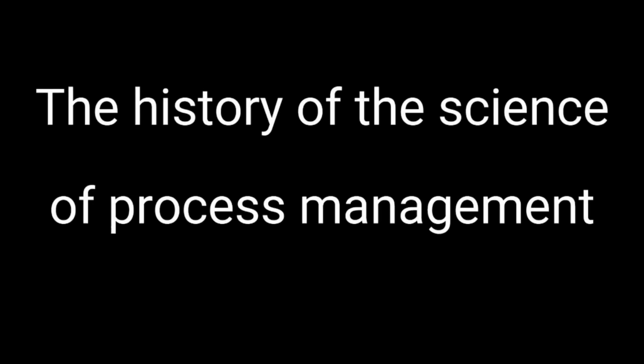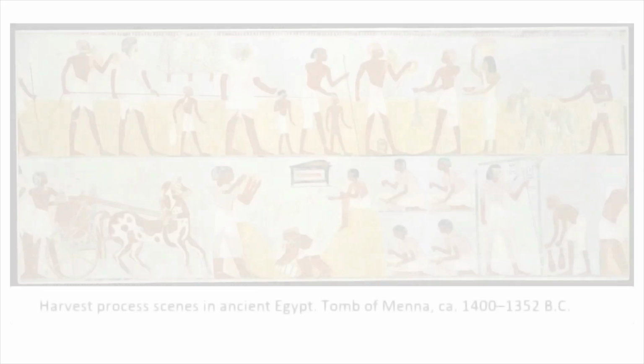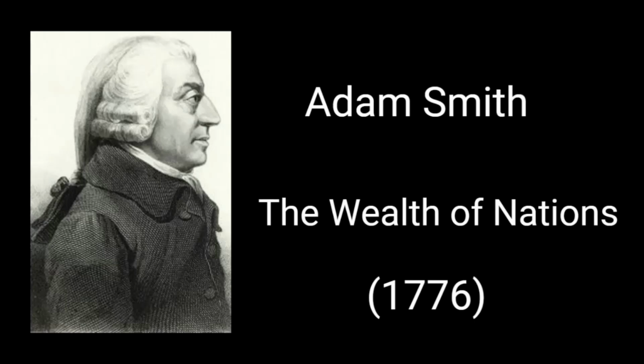The history of the science of process management. Before we get to the topic of scaling process mining, we need to first understand the history of the science of process management. I say the science of process management to differentiate this from the practice of process management. The practice of process management is as old as humanity itself, but making explicit scientific observations and recommendations about process management started with the Industrial Revolution in the 18th century.